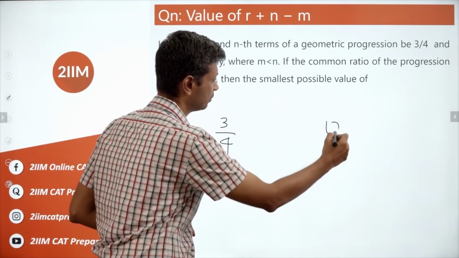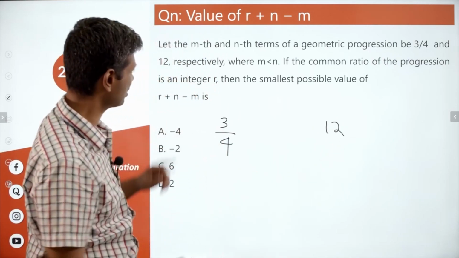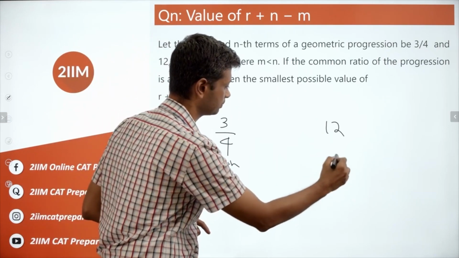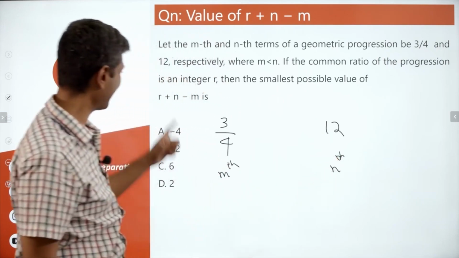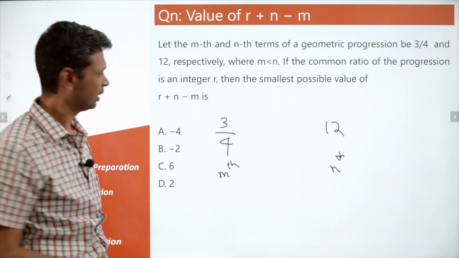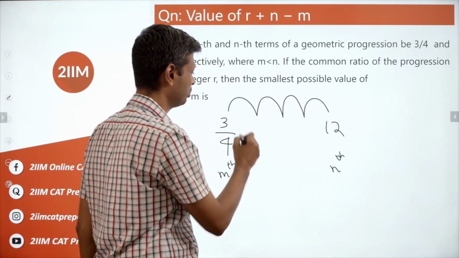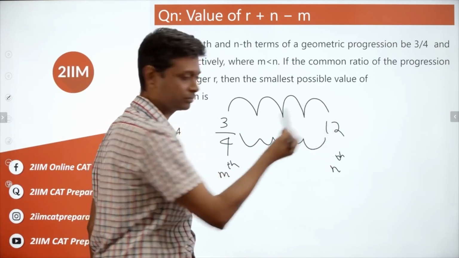Then we go to 12. And so m is less than n. So this is the mth term. This is the nth term. Straight away we know that n minus m is positive. Right? We may take a certain number of steps to go here. Put 4, it could be 5. We don't know that. Right?